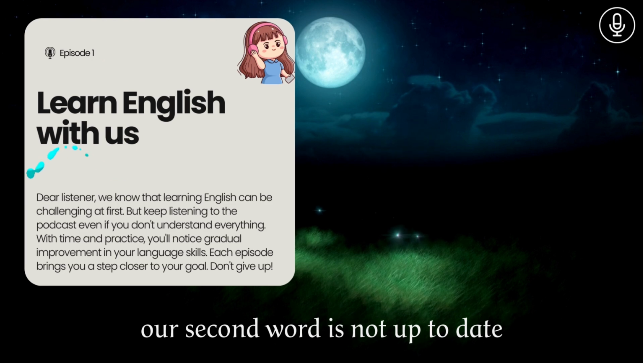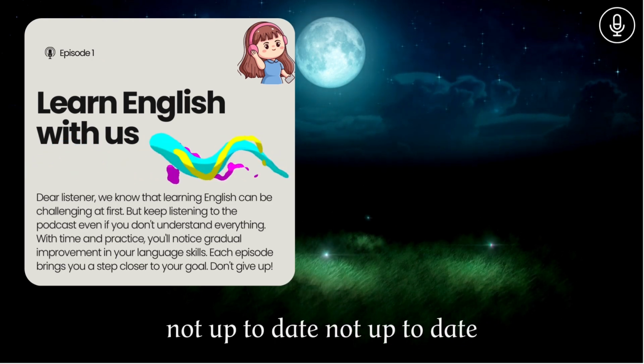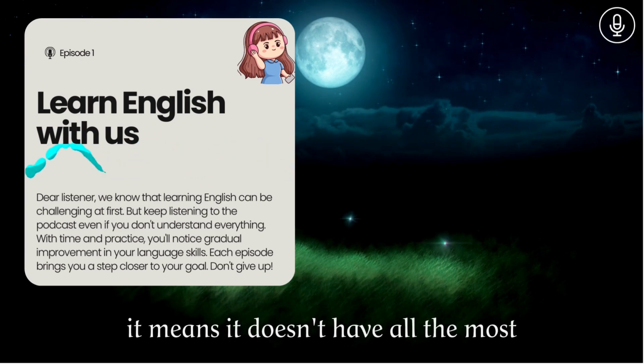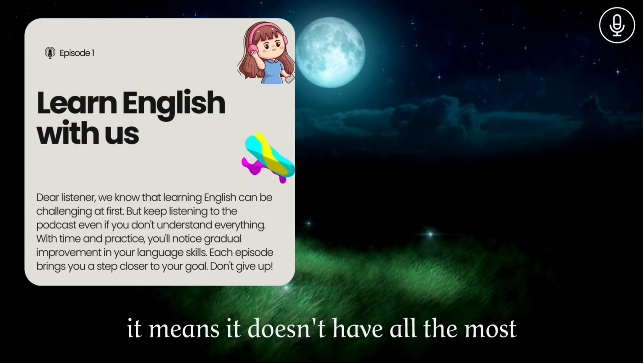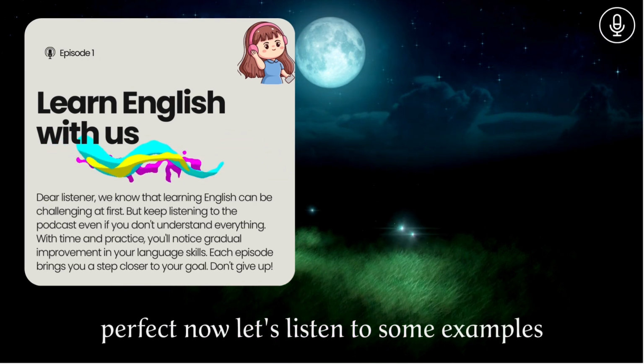What is our second word for the language takeaway today? Our second word is not up to date. Not up to date. And what is it when something is not up to date? It means it doesn't have all the most recent information. Okay, perfect. Now let's listen to some examples.